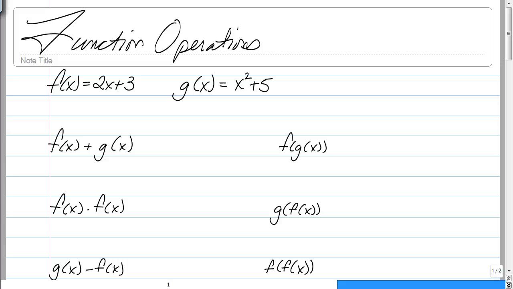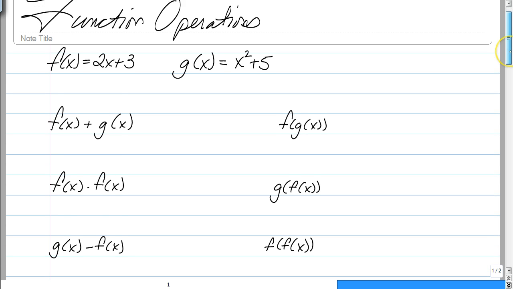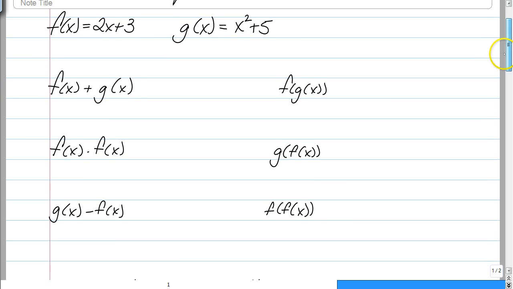All right. Here we go. Function operations. So we have two functions. We have f of x and we have g of x. What you're going to do is take those two functions and perform some operations on them. No, not surgically.